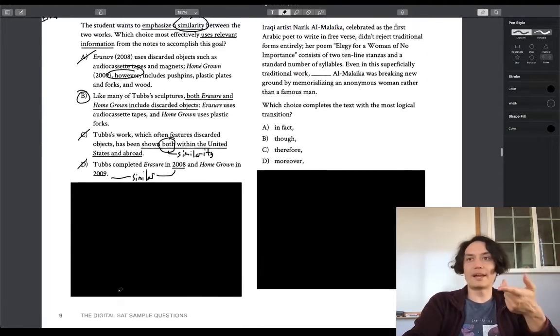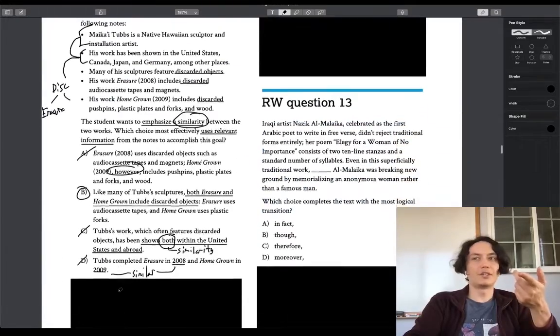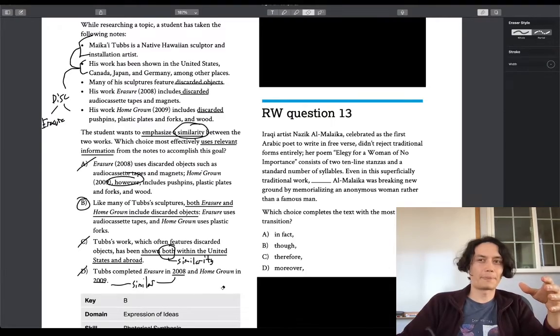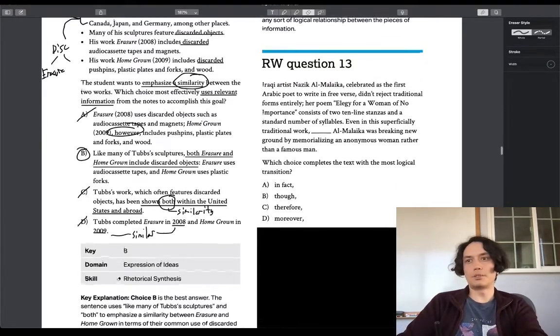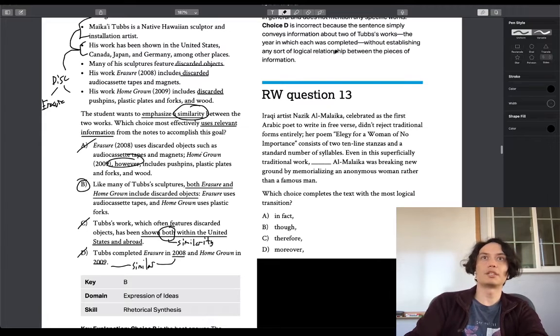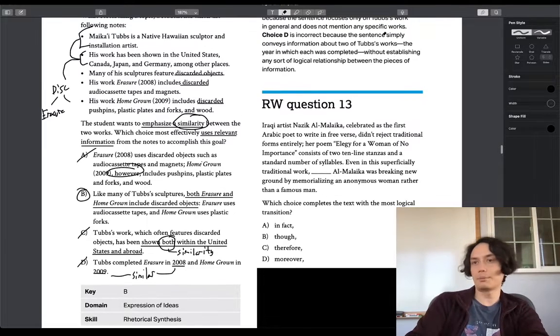So we have the answer choices here. Are they going to say that it's wrong because we're not emphasizing? This claim does not itself emphasize. We're not emphasizing the similarity. We're just stating two facts that are similar to each other. Yeah, that's interesting. All right, so it is B, and let's look at what they say for D. D is incorrect because the sentence simply conveys information about two of the works without establishing any logical relationship. Okay, so I buy that.